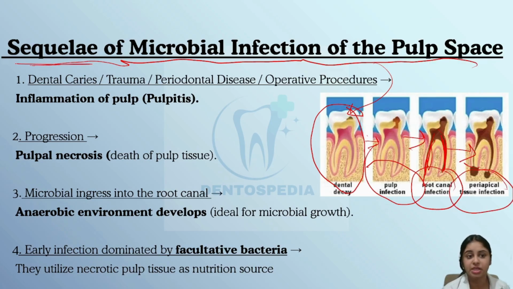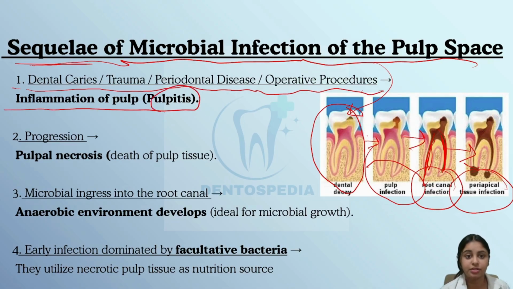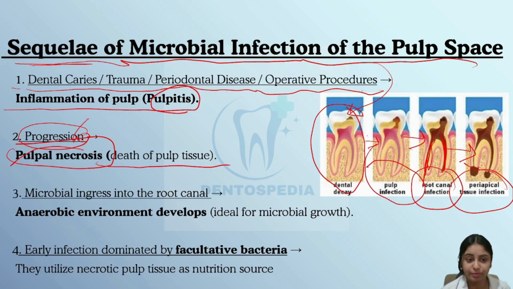So let us study the sequelae. First, dental caries, trauma, periodontal diseases, or an operative procedure like cavity preparation causes inflammation of the pulp. That is known as pulpitis. Then it progresses into pulp necrosis, which is death of the pulp tissue. Here the tooth becomes non-vital, non-responsive to any cold test or EPT. Now the microbial ingress into the root canal.